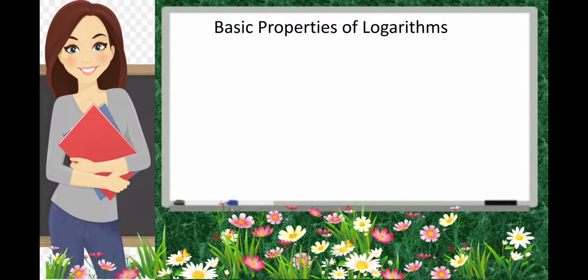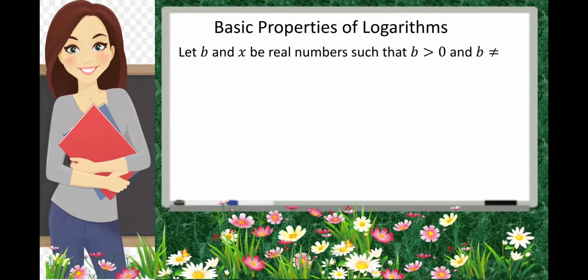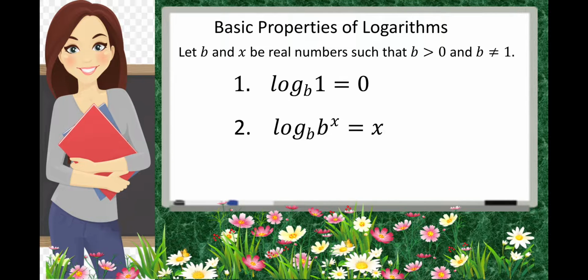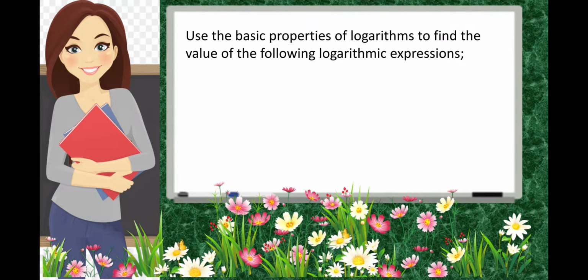So first we're going to discuss the basic properties of logarithm. Let b and x be real numbers such that b is greater than 0 and b is not equal to 1. The first property is the logarithm of 1 to the base b is equal to 0. The second property is the logarithm of b raised to x to the base b is equal to x. The third property is b raised to log of x to the base b is equal to x, if x is greater than 0.